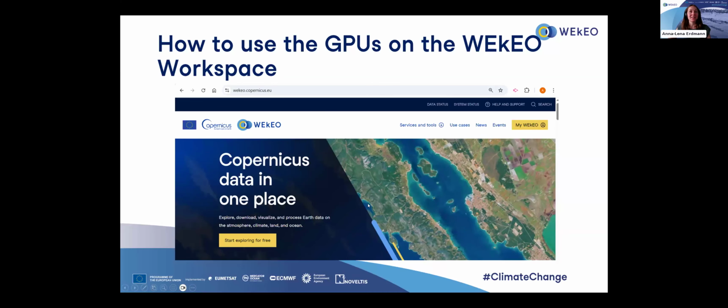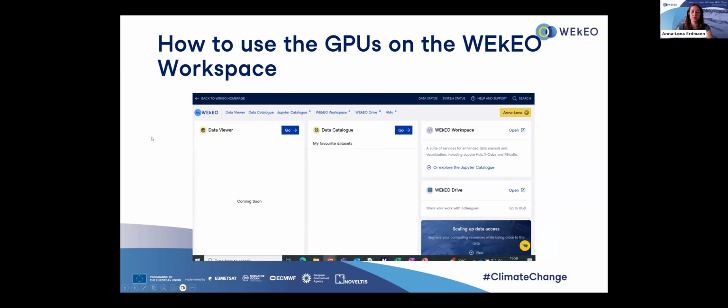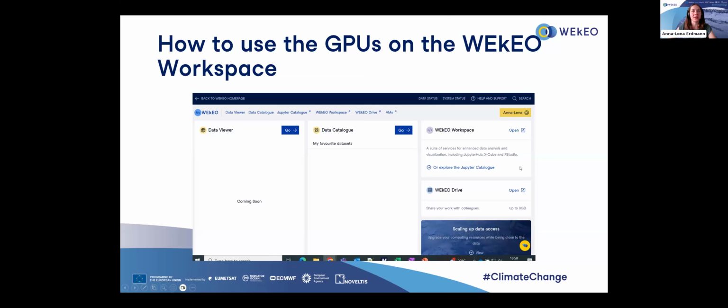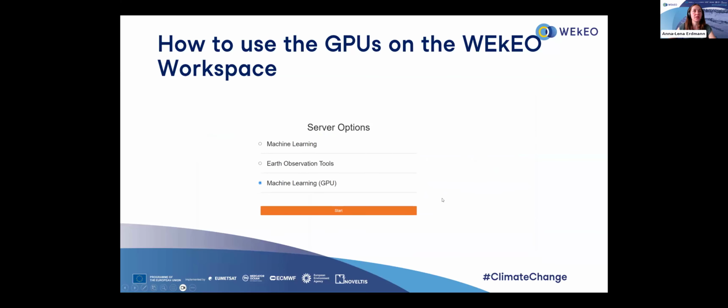A few words on how to access the GPUs. So if you're on the landing page and you're logged in, you can go to My WEkEO. You click My WEkEO, and you can see here the WEkEO workspace widget. When you click on Open, then you will first have to log in with two-factor authentication. But once you've done that, you have the option to select your server. And 2 weeks ago, we added one option, which is the machine learning GPU server.